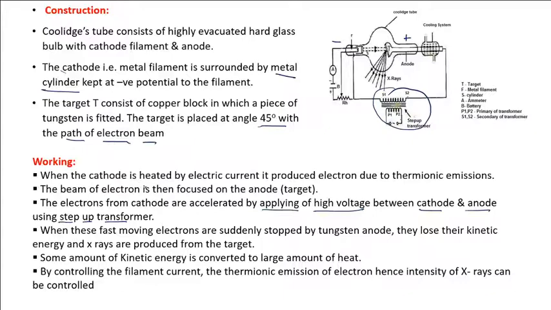So when these highly accelerated, fast moving electrons bombard the tungsten target, these electrons lose their kinetic energy, right, and X-rays are produced from the target. During this process, some amount of kinetic energy is converted to a large amount of heat, and it is very important to dissipate that heat, otherwise the target will melt down.